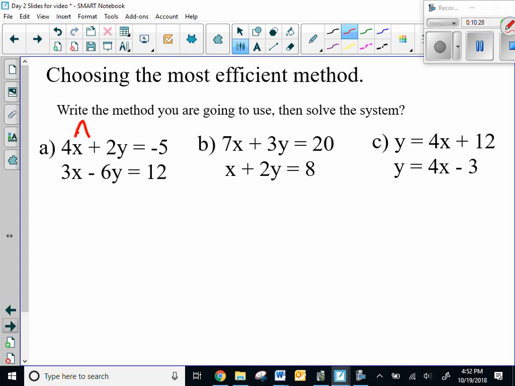Both of these are ax plus by equals c. And if you remember from yesterday, if we have that and we want to use our calculator, we've got to convert it. So calculator is out of the question, right? That would take too long.